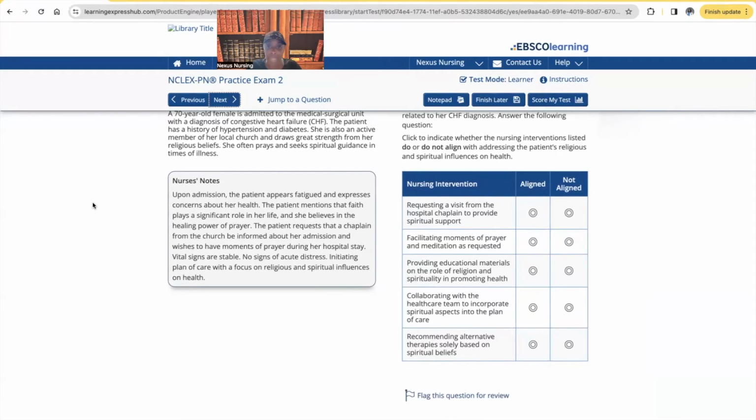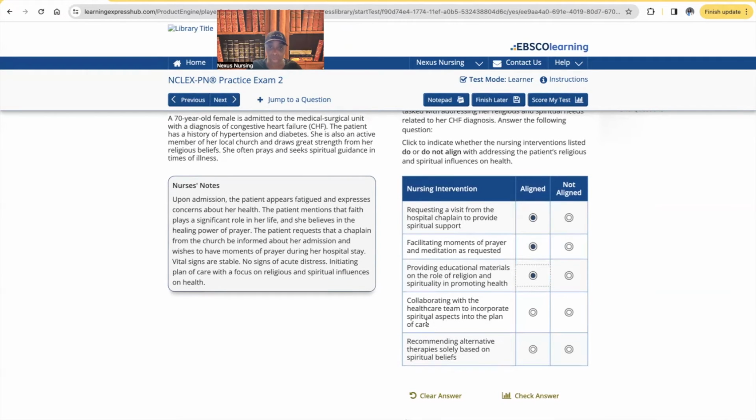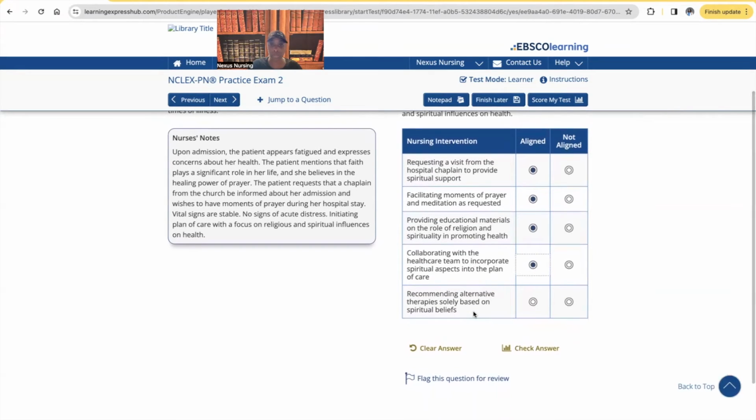Requesting a visit from the hospital chaplain to provide spiritual support. Yes, that aligns. Facilitating moments of prayer and meditation as requested. Yes, allow them to pray or meditate. Providing educational materials on the role of religion and spirituality in promoting health. Yes. And that's always something you want to do, is to educate your patient. Absolutely. Collaborating with the healthcare team to incorporate spiritual aspects into the plan of care. Yes, you want to respect their religion and their needs.